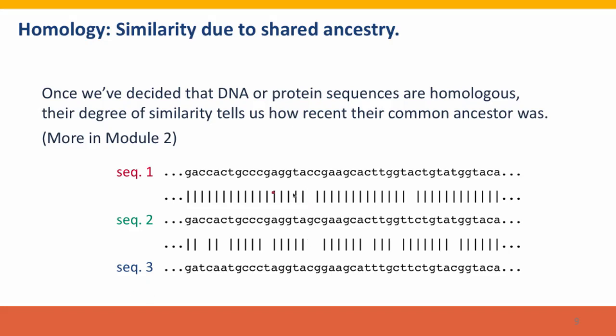And we see that the first two species differ only at two positions. So we infer they had a very recent common ancestor. However, sequence two and sequence three are much more different. They're different there, there, there, there, and so on. And we infer that sequence three has a more distant ancestor from sequence two than sequence one does. We'll talk more about this in module two.